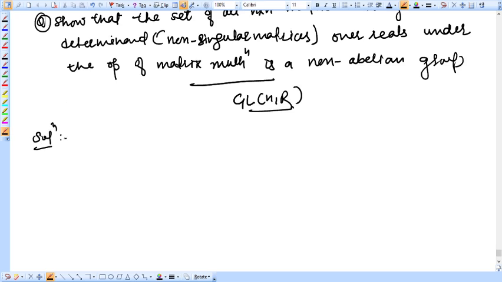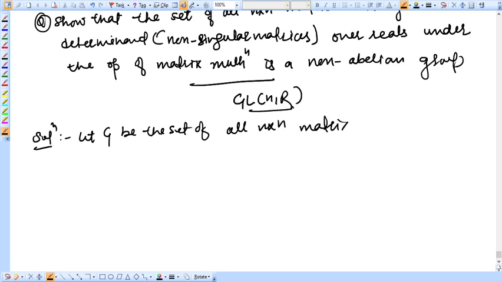So, solution. Let G be the set of all n by n non-singular matrices, or you can say whose determinant is not equal to 0, over the reals. Now in order to prove this, we will have to prove all four properties. So the first property is the closure property.